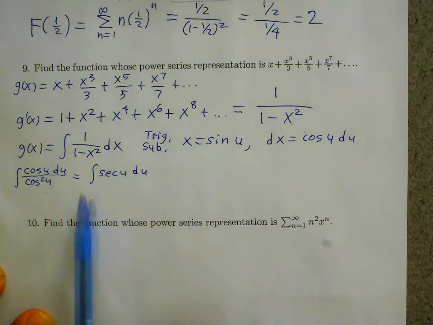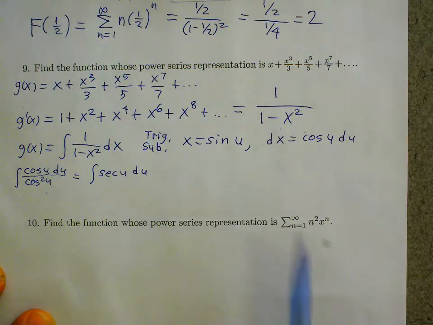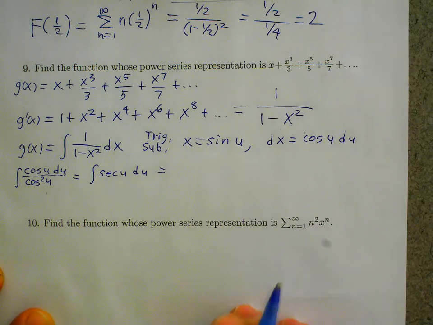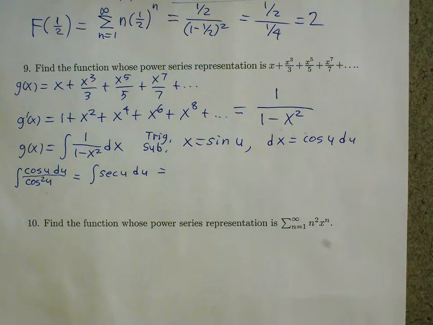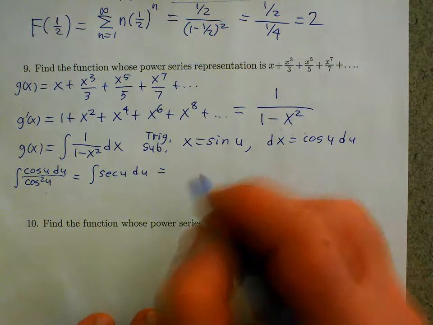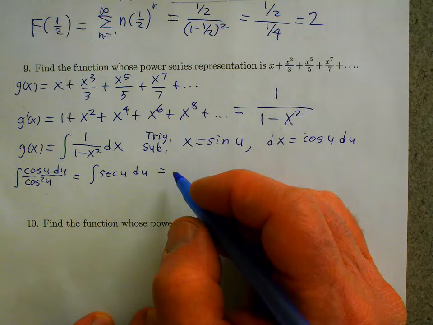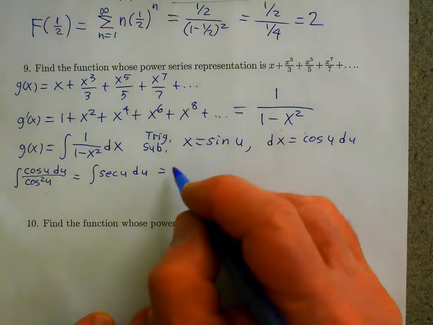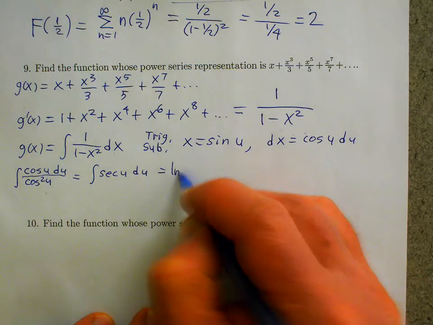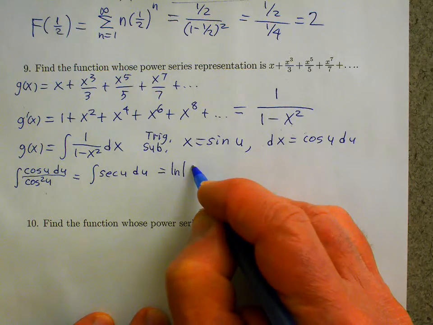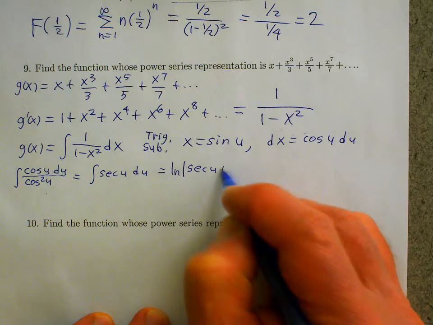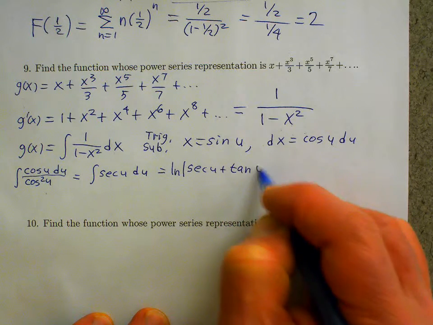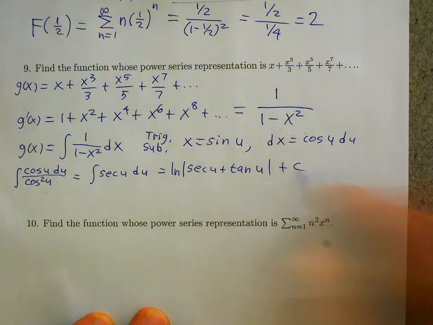So I'm skipping a couple of steps in there. And then remember what an antiderivative of secant of u is. Negative cosecant? How much? Cosecant? It's the natural log of the absolute value of secant of u plus tangent of u, plus a constant.